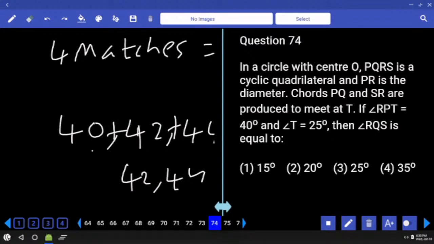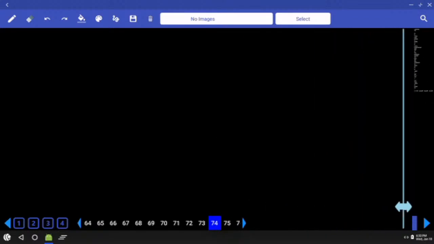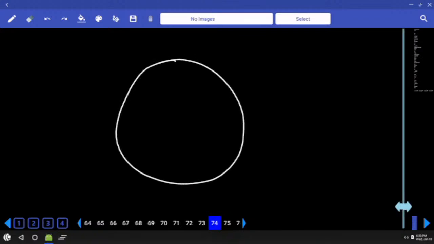74th question, all of you see here. Let's draw the diagram in a viable way. PQRS is a cyclic quadrilateral.